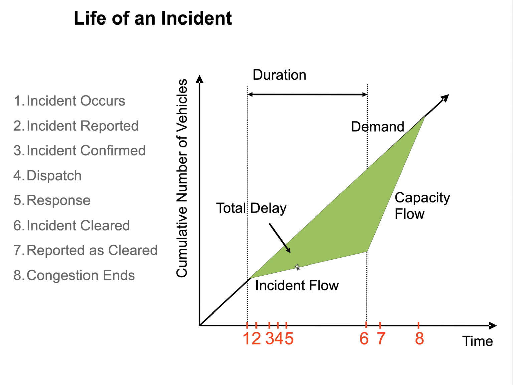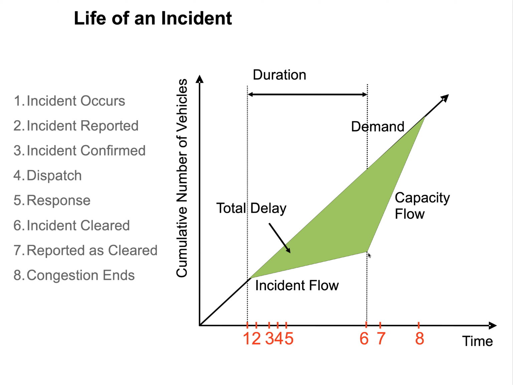At time number 6, a little bit later, let's say the incident is cleared. As soon as that incident clears, traffic will start flowing at a high flow, which I've called here capacity flow. That's higher than the original demand flow.